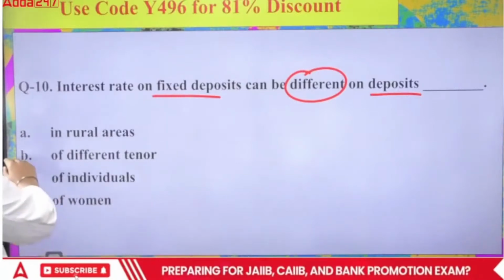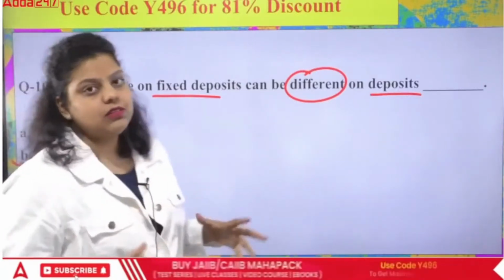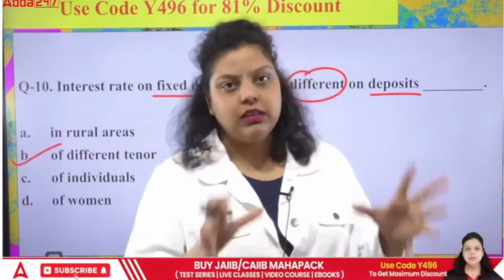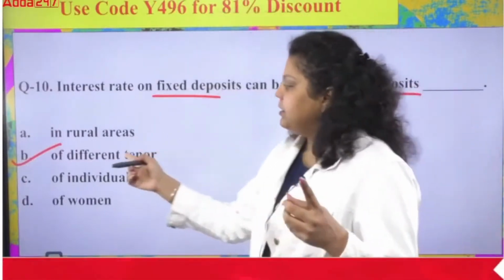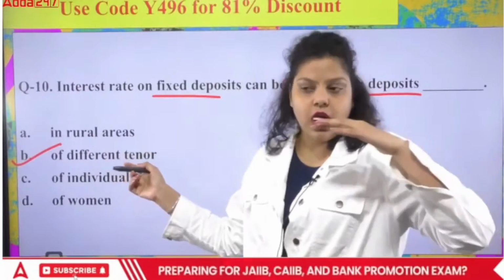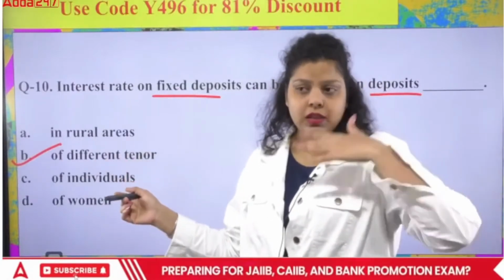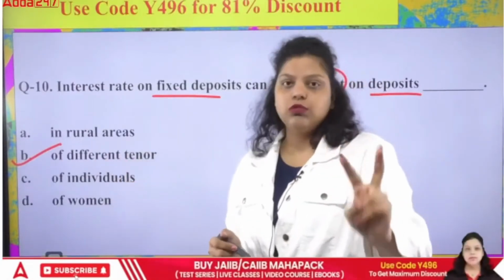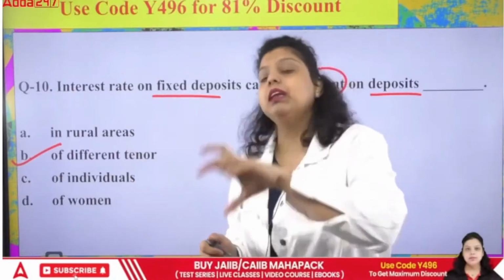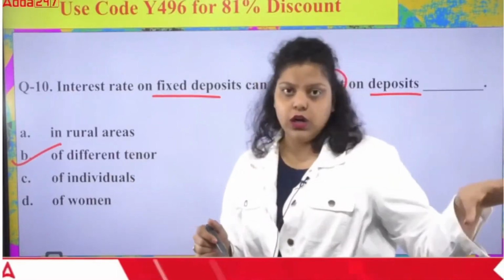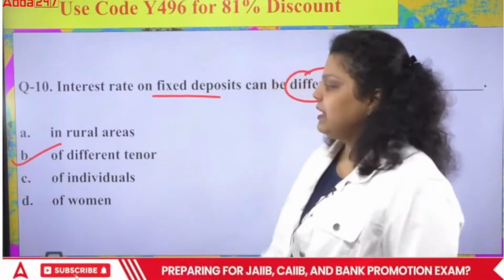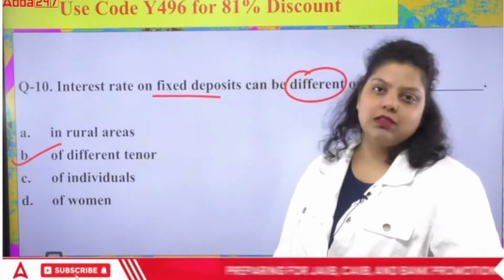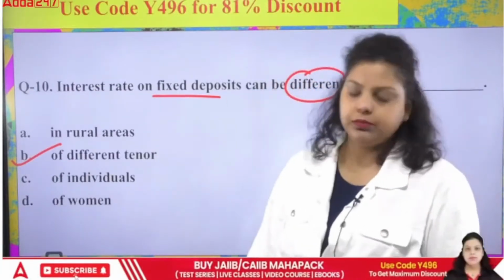of different tenure. So the interest rate will be decided differently on the term deposit, how will it depend? It will depend on the tenure of the FD, like for how much duration you are making an FD. Second, the size of deposits. Like if you are doing a bulk deposit, interest will be different. If you are doing a small deposit, interest will be different. So these are the factors by which bank decides what interest rate should be paid on the fixed deposit.